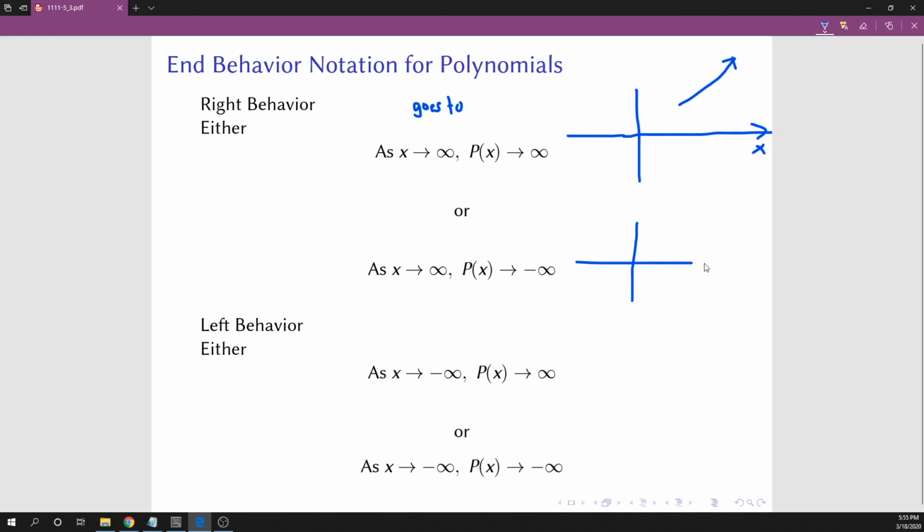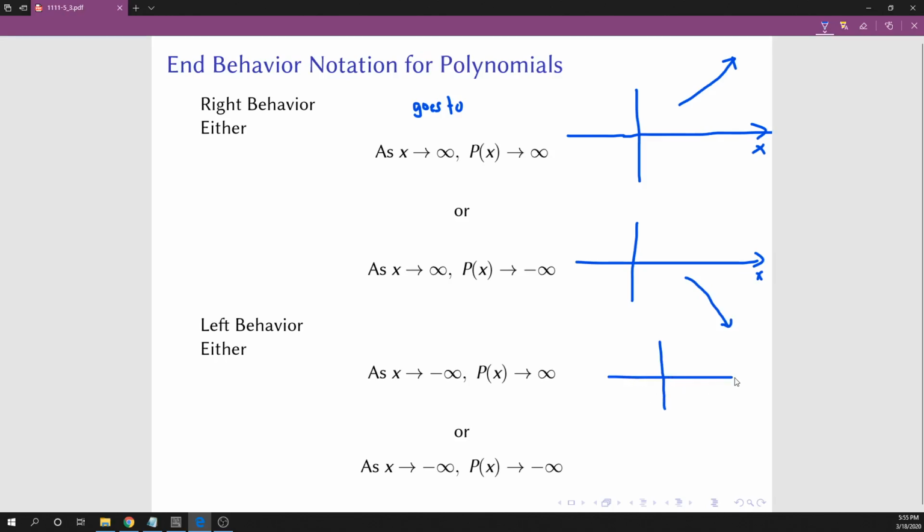Here, as x goes to infinity, p of x goes to negative infinity. As x goes to infinity means that we're going farther and farther to the right, and then p of x, the graph, which represents the y values, goes to negative infinity, which means that the graph is going down here. So this first one really just means as we go farther to the right, the graph goes up. This one means as we go far to the right, the graph goes down.